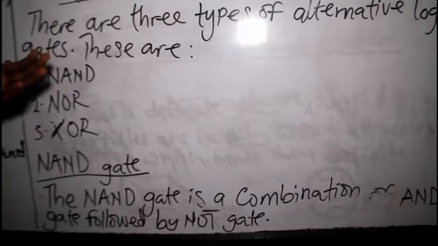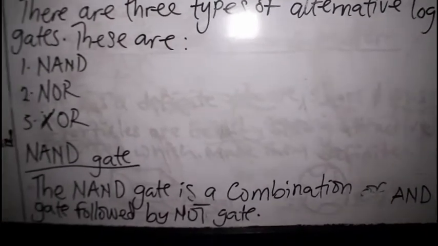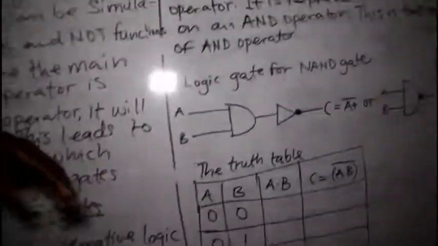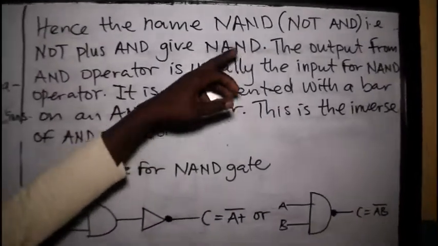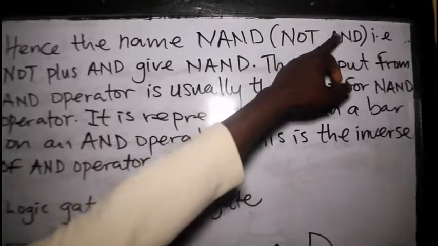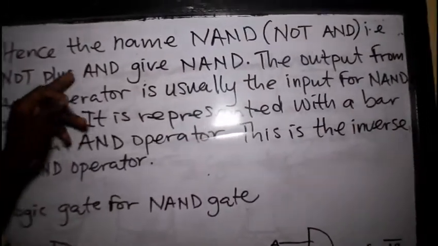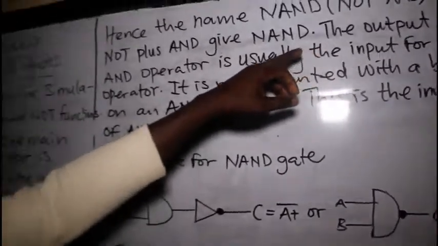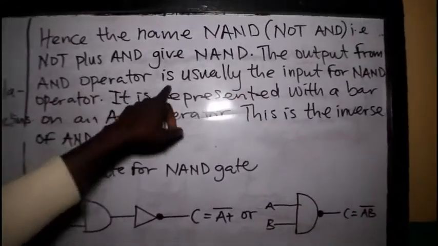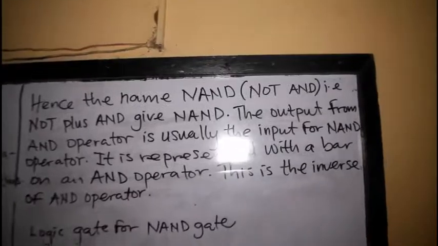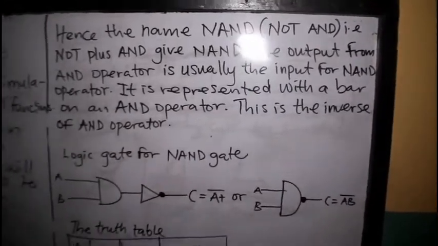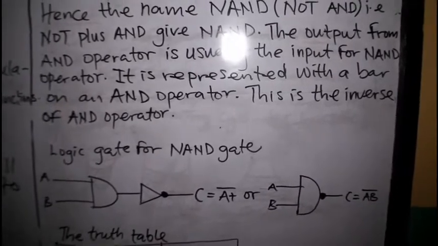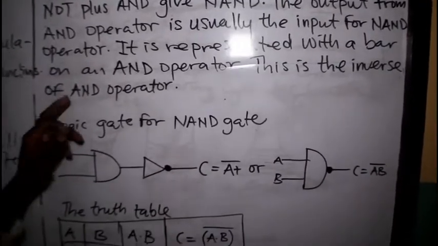When you take the AND gate and you follow it by the NOT gate, that's what we refer to as a NAND gate. Hence the name NAND: NOT plus AND gives us the NAND gate. The output from the AND operator is the input for the NOT operator. It's represented with a bar on an AND operator, and this is the inverse of an AND operator.